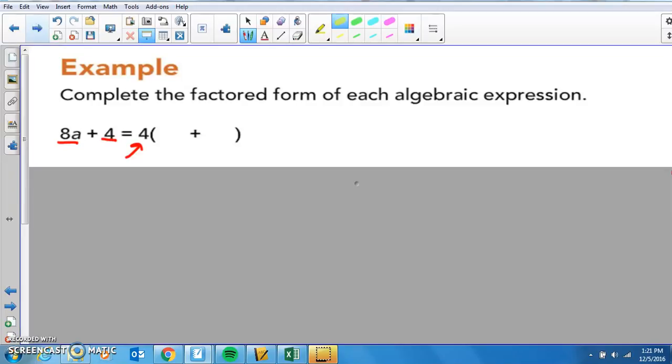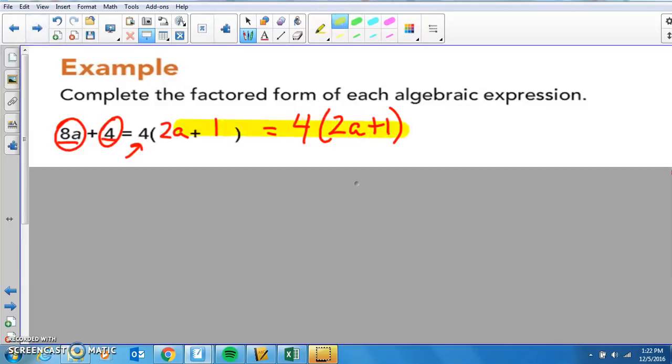So what I'm going to do is I'm going to take the 8a divided by 4. 8 divided by 4 is 2. I'm going to just leave that a right there. I'm going to divide that 4 by 4, and gives you 1. So our factored form is 4 times 2a plus 1. And if you will have this in your notes, please.